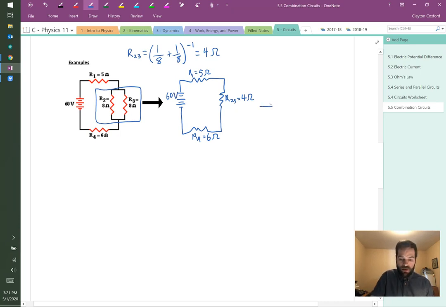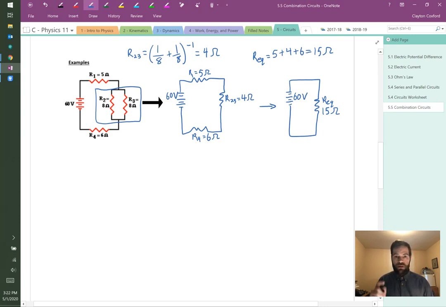And we can go one step further and combine this into a single resistance. These are in series, so our equivalent resistance is going to be 5 ohms plus 4 ohms plus 6 ohms, which is 15 ohms. So our equivalent circuit, our most basic circuit here, is a 60 volt battery and a 15 ohm equivalent resistance. Okay, so now let's start figuring out the currents and the voltage drops across each of these elements.